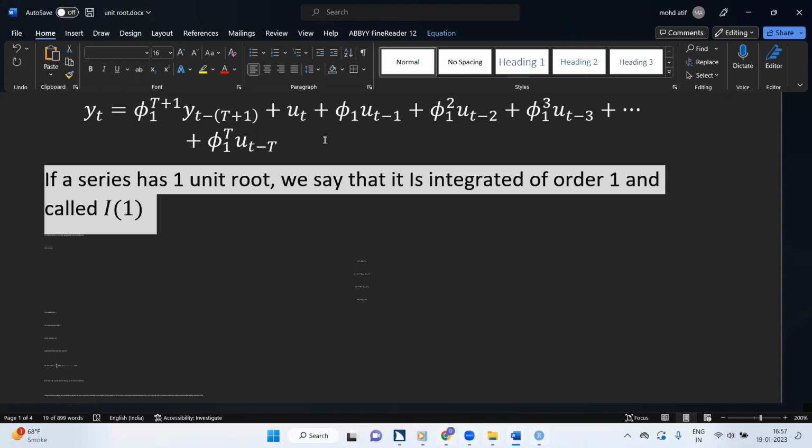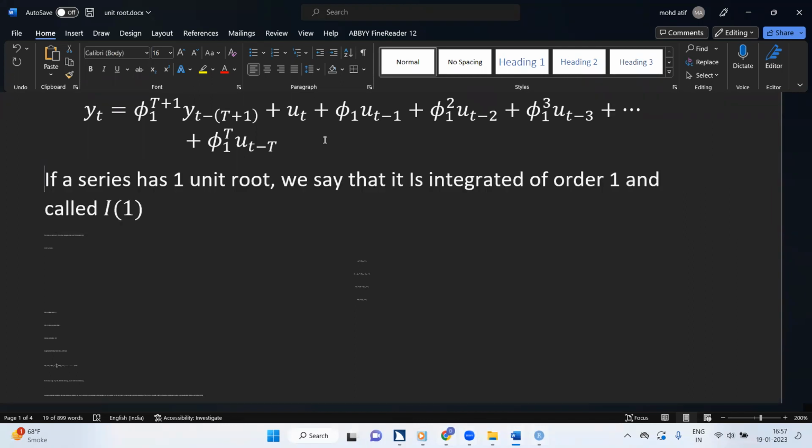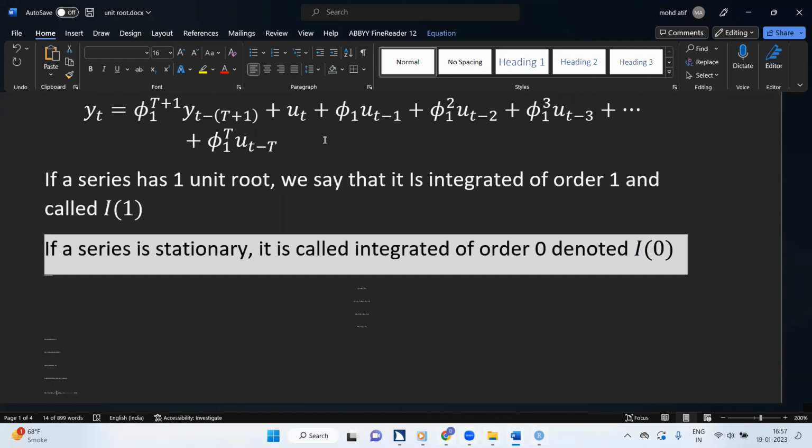If root is equal to 1, then this is a specific kind of non-stationarity that we call unit root non-stationarity. If it is equal to 1, it becomes unit root non-stationarity, and its impact is that past errors always remain in the system. Their effect does not die out. And if a series is stationary, we call it integrated of order 0. So I(0) means there is no unit root in the series, the series is stationary.